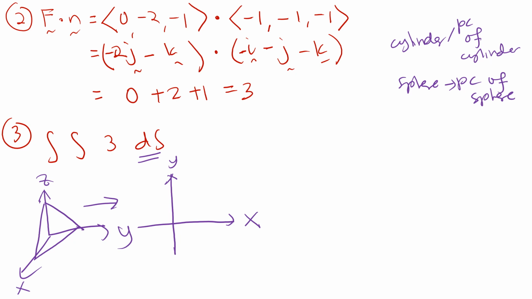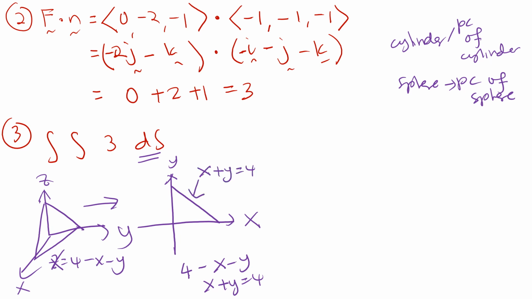So what happens is this equation is z equal to 4 minus x minus y. In two dimensions we don't have z, so you just have 4 minus x minus y, which is equivalent to x plus y equal to 4. So this is how it looks in two dimensions: x plus y equal to 4, or you can rewrite it as y equal to 4 minus x. A straight line with slope negative 1. The y-intercept is 4. You got my point, right?